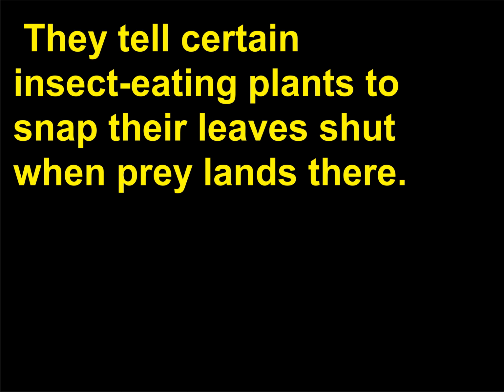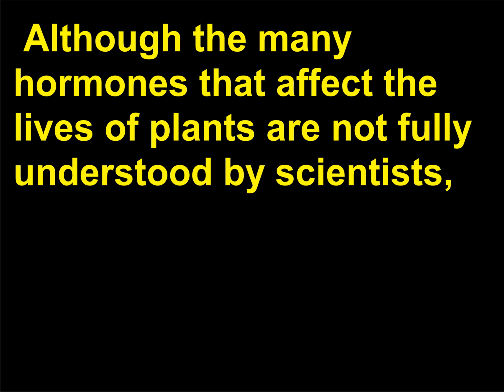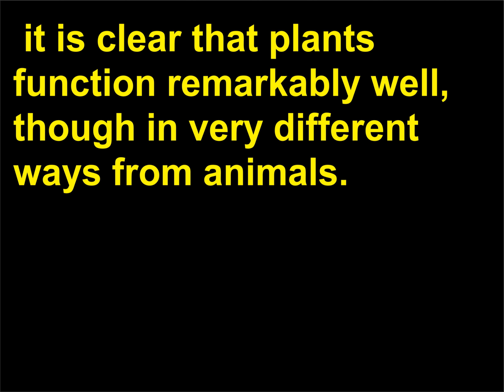They tell certain insect-eating plants to snap their leaves shut when prey lands there. They tell other plants to develop fruit following pollination. Although the many hormones that affect the lives of plants are not fully understood by scientists, it is clear that plants function remarkably well, though in very different ways from animals.